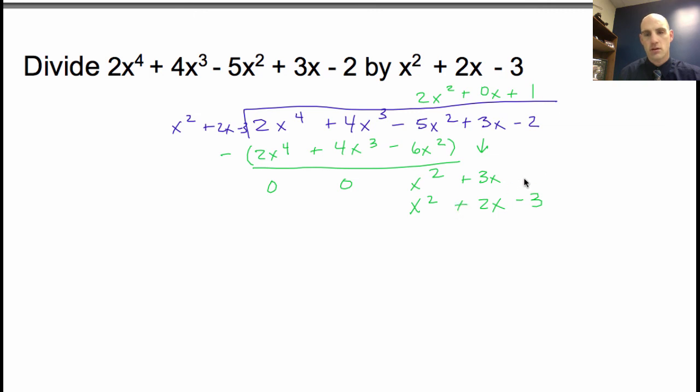Well, what do I do with this column? I've got to bring down my minus 2. So I'm going to subtract. And this comes out to 0. This comes out to x, so 3x minus 2x is x. And then negative 2 minus a minus 3 would be plus 1. Okay? Notice I'm out of spots here, and there's nothing I can multiply by to get x. So I've got the x squared, there's nothing I can multiply by. So this is actually a remainder.